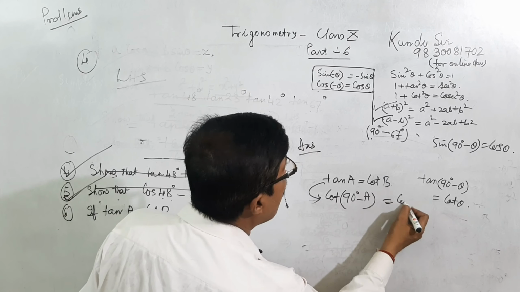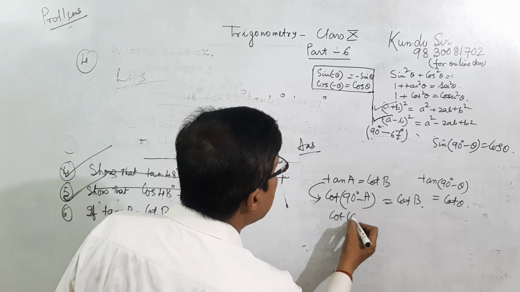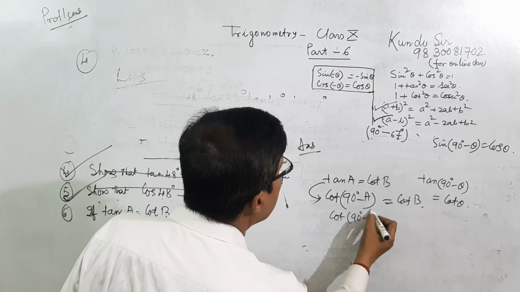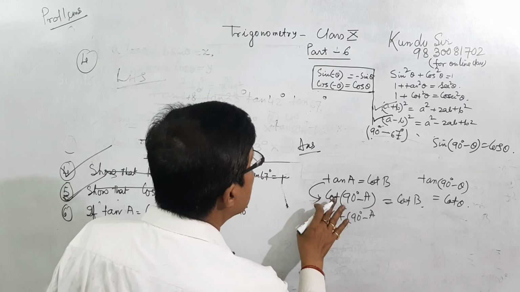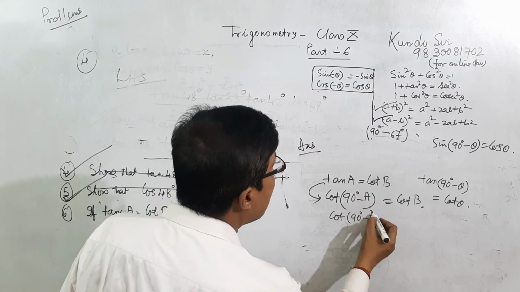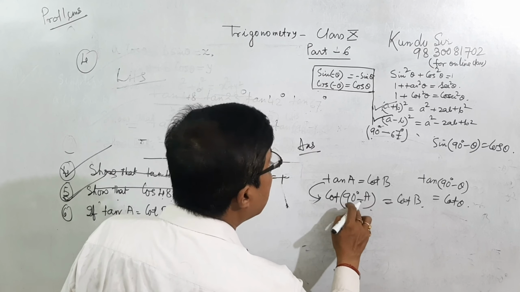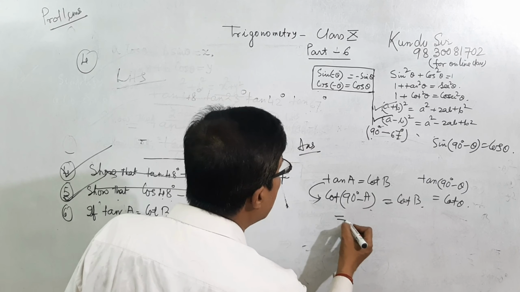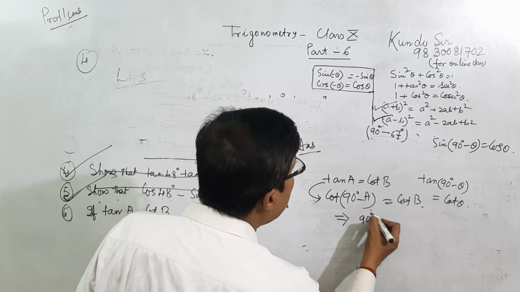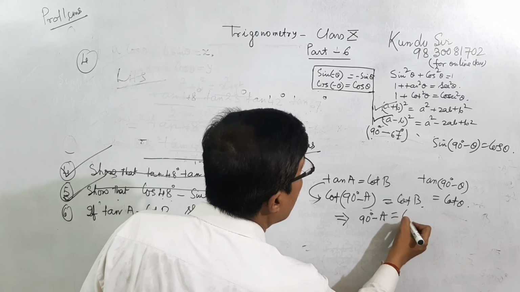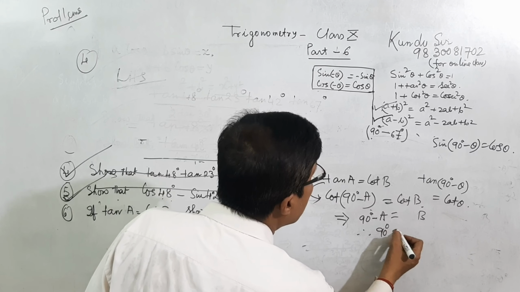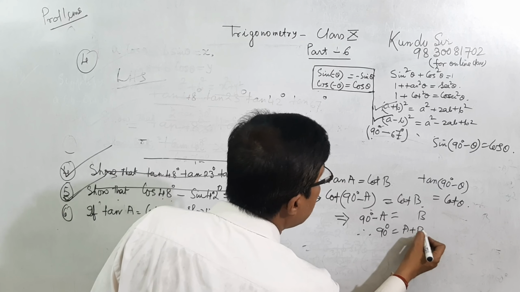Now cot 90 degree minus A equals cot B. We are removing cot from both sides, it implies 90 degree minus A equal to B. Therefore 90 degree equal to A plus B, proved.